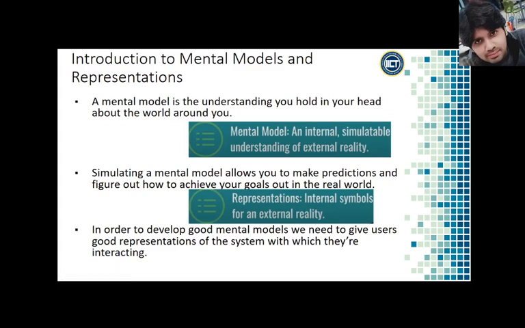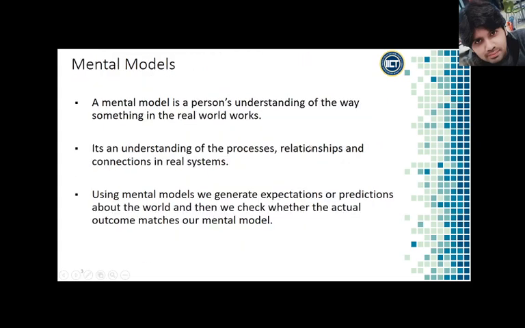So let's start with defining the mental model in detail. A mental model is a person's understanding of the way something in the real world works. So how something works in the real world, how you simulate it in your mind, is related to mental models. It's an understanding of the processes, relationships, and connections in real systems. Using mental models, we generate expectations or predictions about the world, and then we check whether the actual outcome matches our mental model.